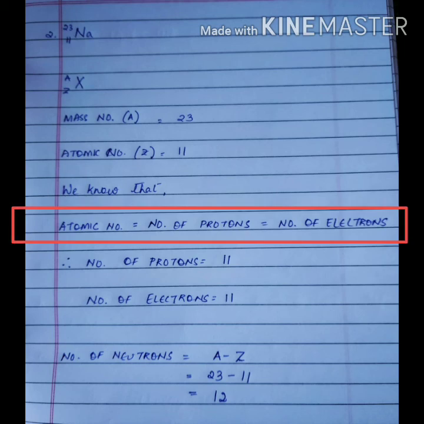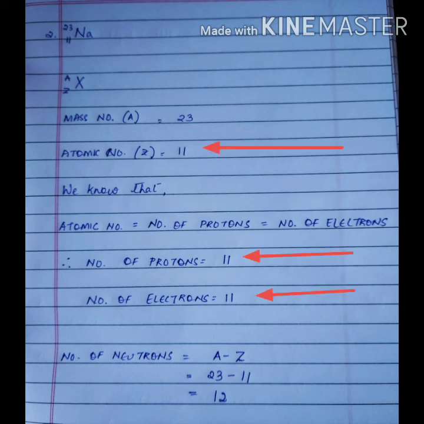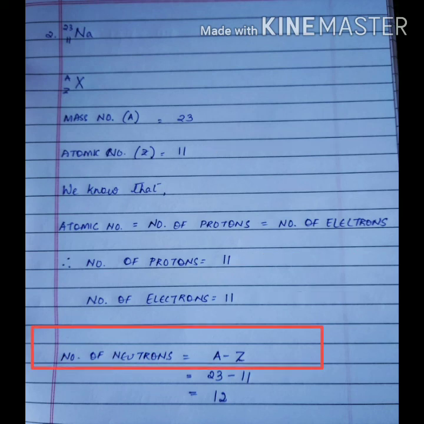We also know that atomic number equals the number of protons, which is equal to the number of electrons. So if atomic number is 11, number of protons is also 11 and number of electrons is also 11. We have discussed number of neutrons equals A minus Z. So A is 23, Z is 11. So 23 minus 11 is 12. So number of neutrons is 12. So by using this method, we can easily calculate the mass number, atomic number, number of protons, electrons and neutrons in an atom.